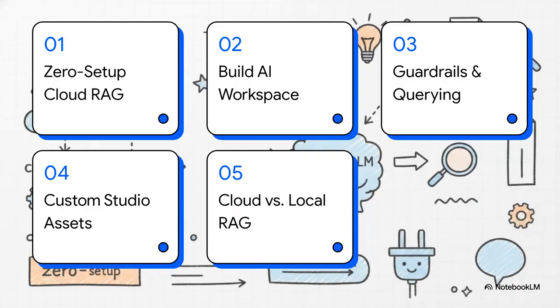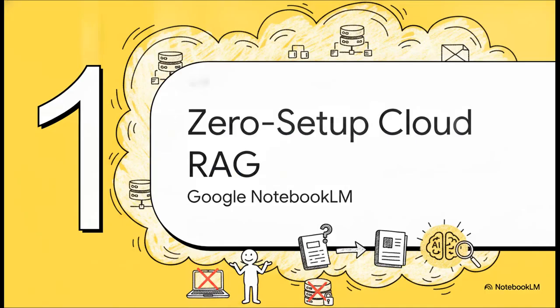Here's our roadmap for today. We're going to cover zero setup Cloud RAG, building your AI workspace, setting up guardrails and querying, generating custom studio assets, and finally, we'll compare cloud versus local RAG. All right, let's jump straight into Section 1, Zero Setup Cloud RAG.